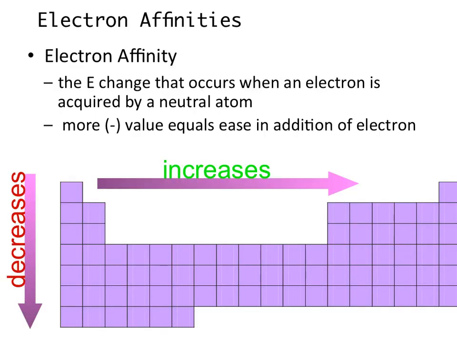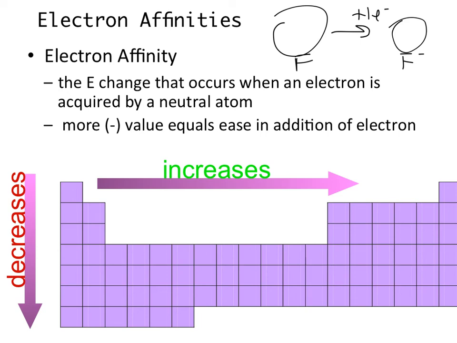So electron affinity is referring to basically the production of anions. So going from a neutral atom, such as a fluorine atom, to a fluoride ion. So basically picking up an electron to give you an anion is what we're looking at here. So basically the reverse of ionization energy. Electron affinity refers to the change in energy that occurs when an electron is picked up by an atom.